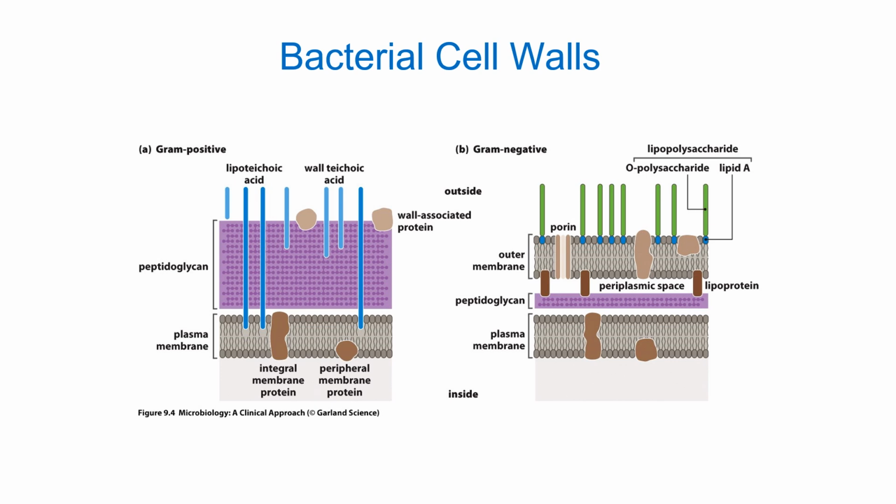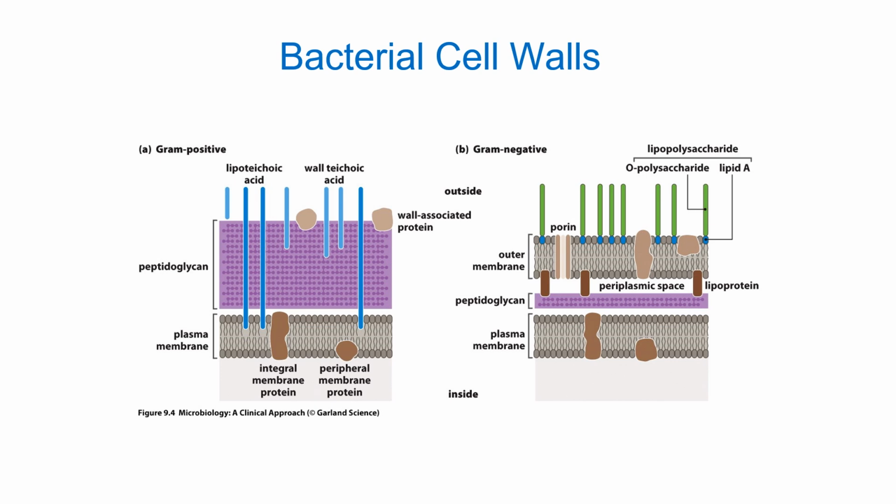Underneath that, we have the plasma membrane. Remember, plasma membranes are made up of a lipid bilayer. So we have 2 layers of phospholipids, and then we have proteins embedded within that. There are other specialized proteins and also lipids and other compounds that are embedded within the peptidoglycan and also hold the peptidoglycan to the plasma membrane.